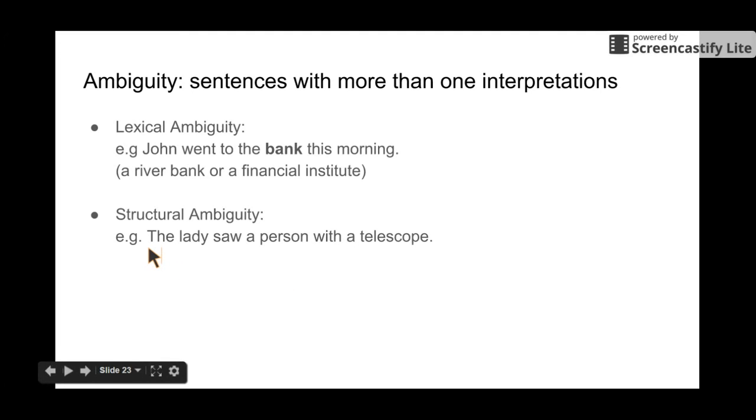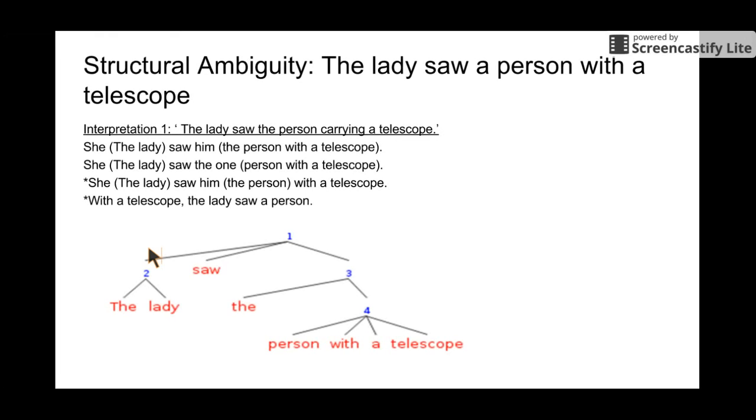For example, we have this sentence here. The lady saw a person with a telescope. We can take a look at this sentence. So the first interpretation would be this. The lady saw the person who is carrying a telescope, right? So here with a telescope is modifying a person, right? So in other words, a person with a telescope would be a single constituent with this interpretation.